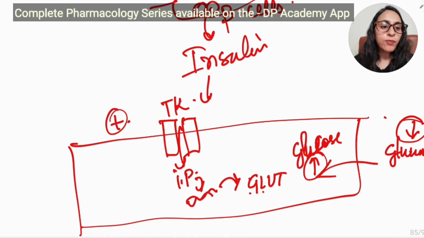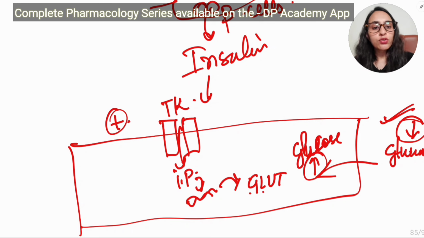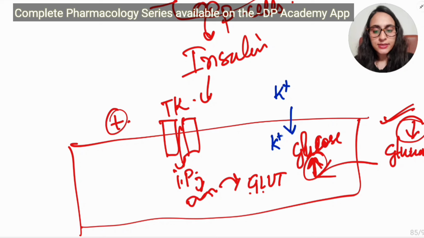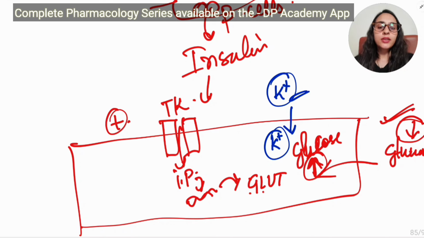Now, since there is more glucose in the blood in a diabetic patient, we want this glucose to go from the blood into the cells. So we give insulin to the patient so that glucose enters the cell and there is less glucose in the blood. But along with that, what happens? There is also entry of potassium into the cells. That means less potassium is present in the blood, and therefore the patient develops hypokalemia, because along with the glucose, potassium also enters from the blood into the cells. So the person develops hypokalemia.